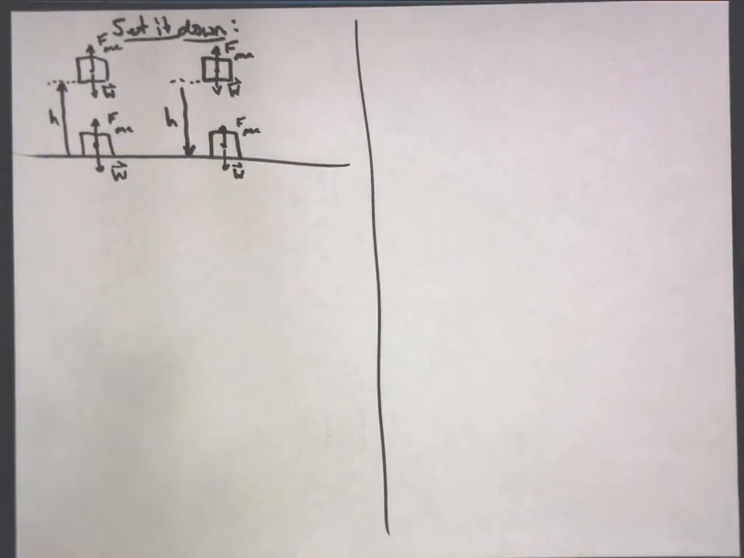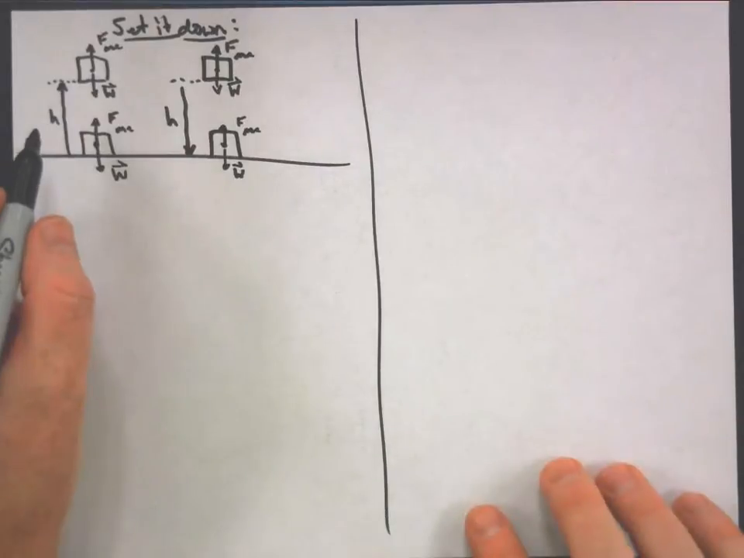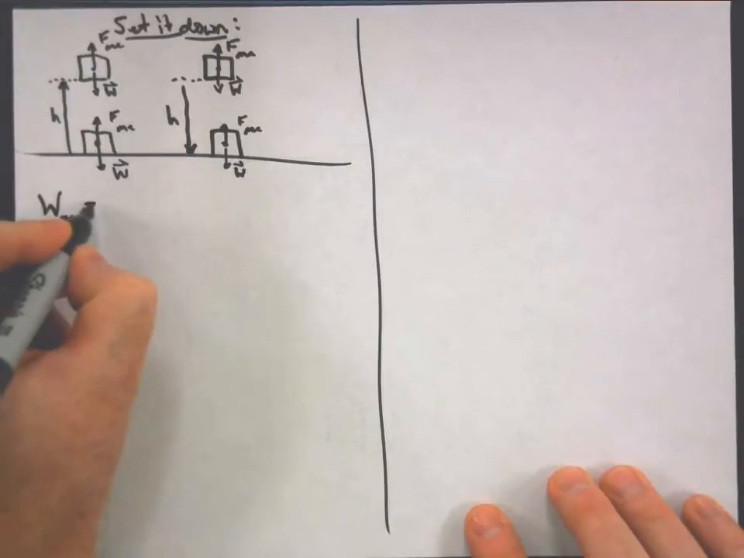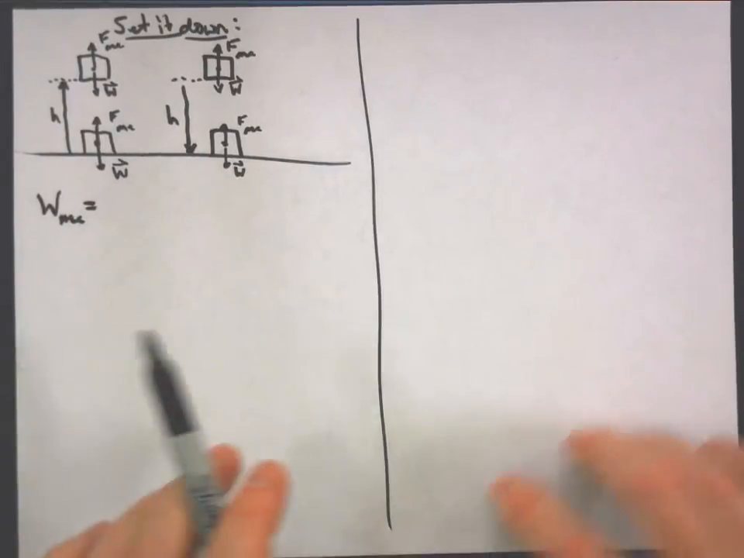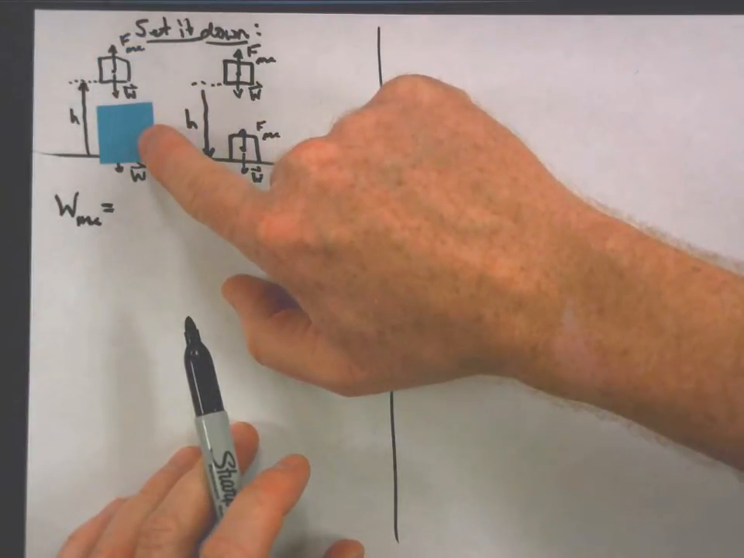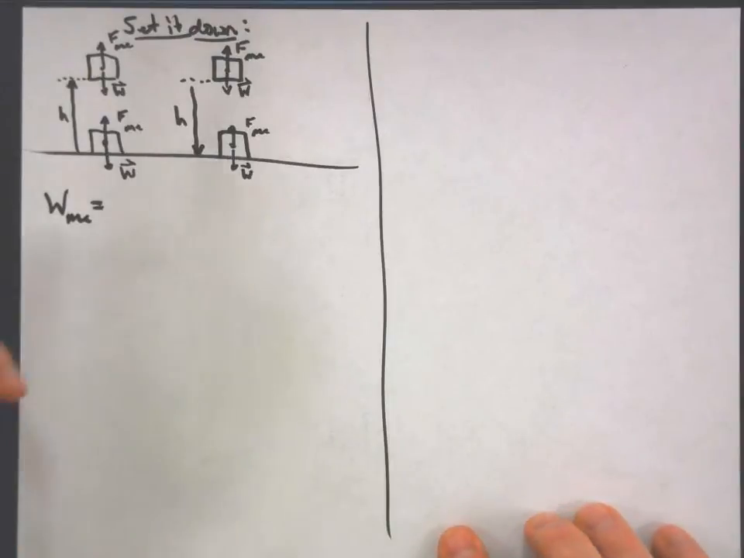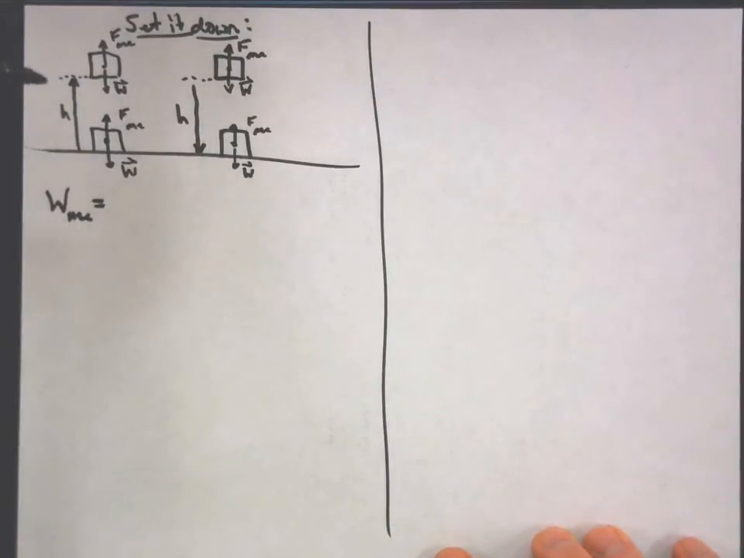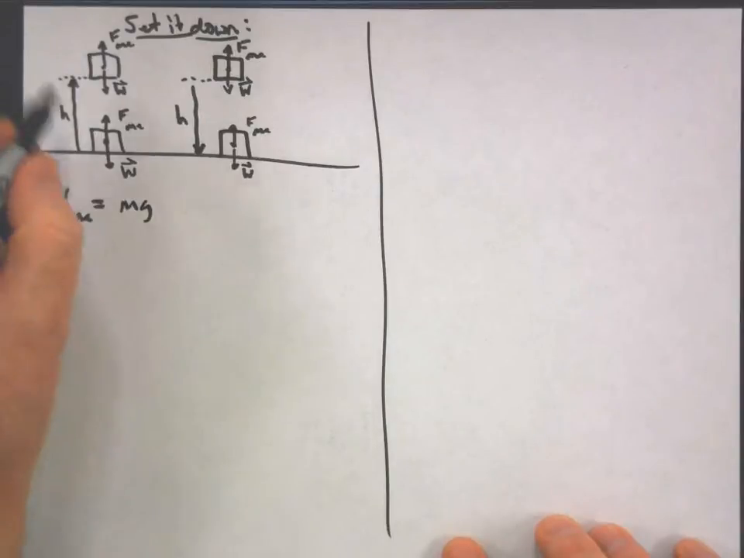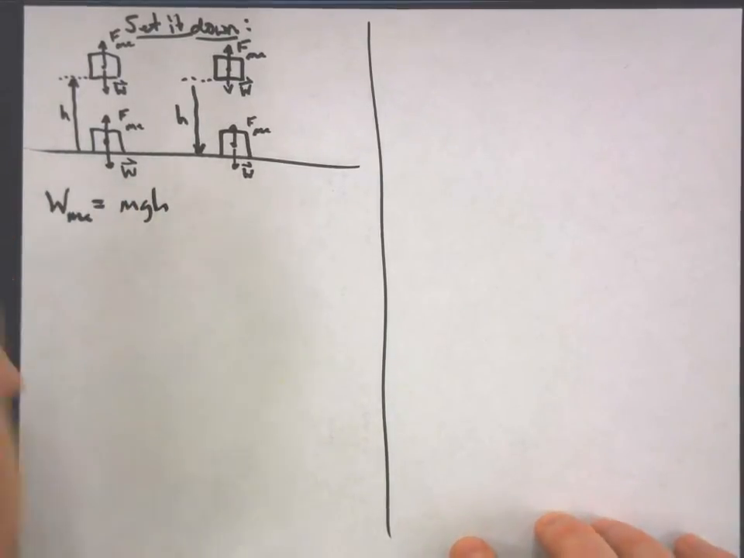Now, we need to look at this in totality. So what's going on? The work done by me through the whole situation. Notice that this block ended up where it started, and that's very important to realize here. So the work done by me, okay, well, I've got my force times that distance, but my force is equal to the weight, so work done by me is mg times h, and that's positive on the trip up.